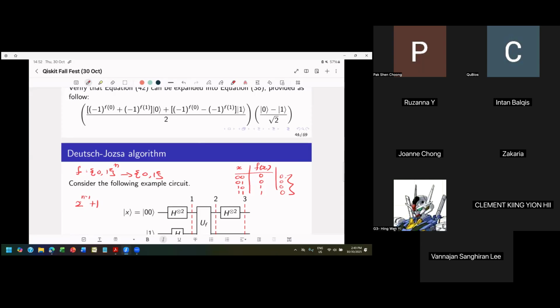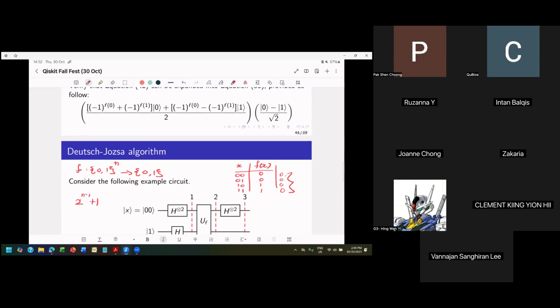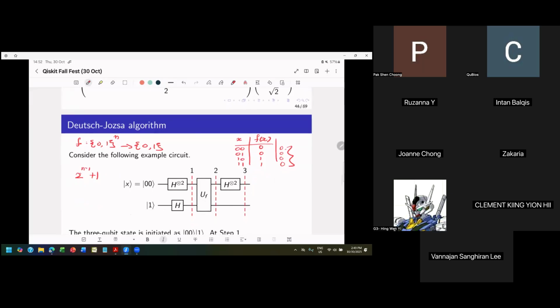Okay. So this is the so-called worst case scenario if you have a classical query system. You need to call this many times in order to identify whether or not the function is constant or balanced. So now we look at the quantum algorithm.